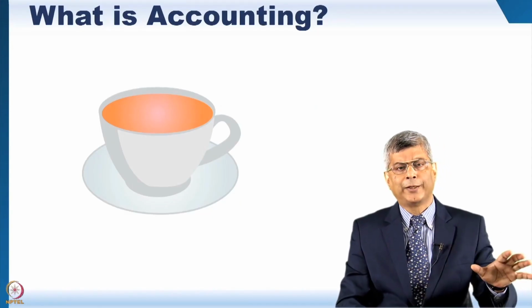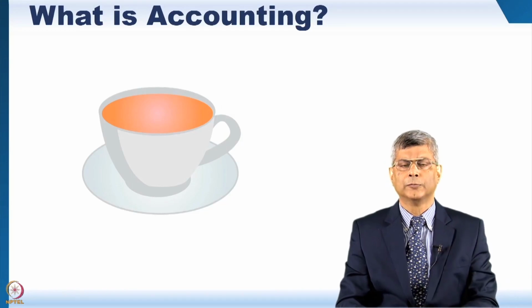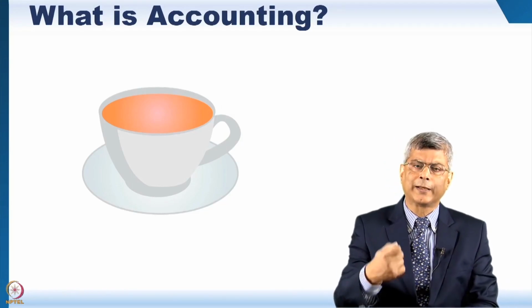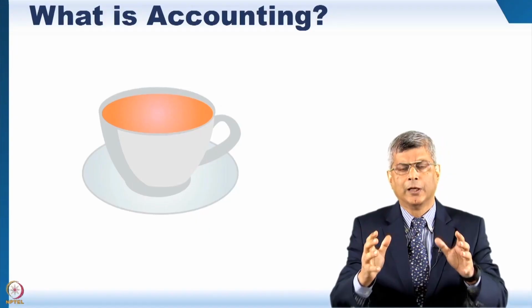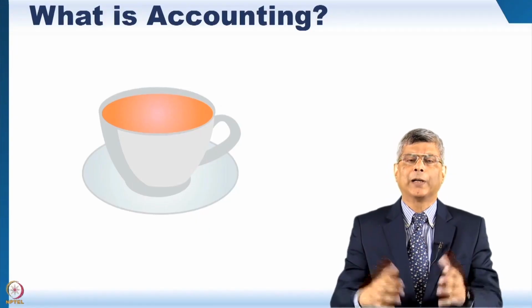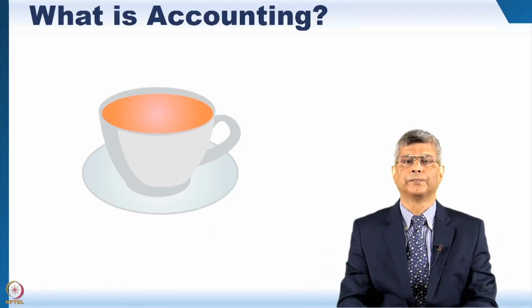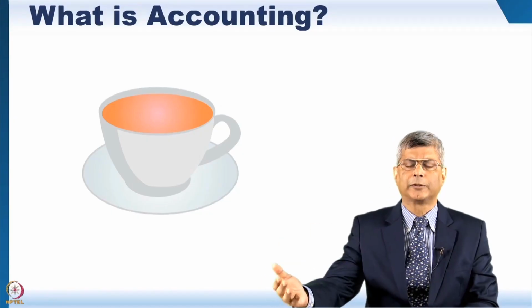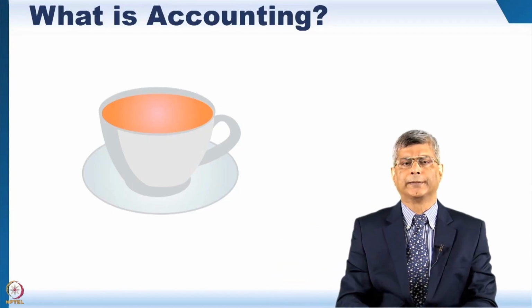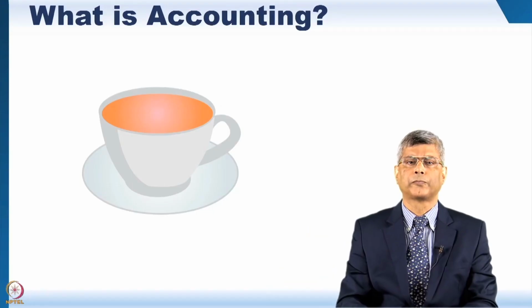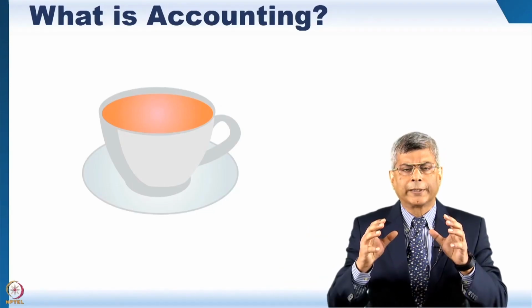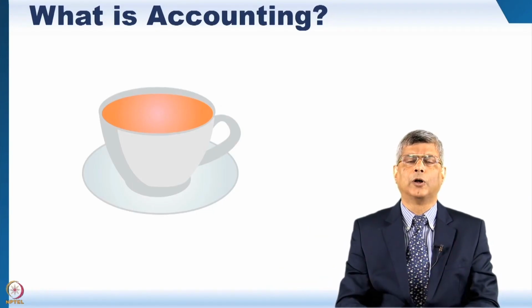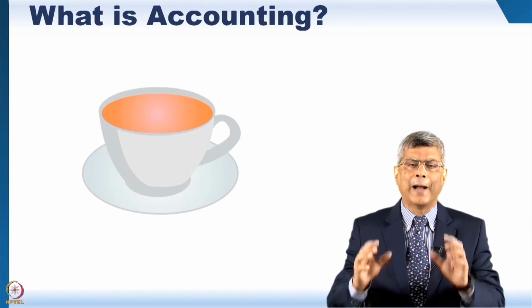So I've spent 80 rupees, that's my cost. I have sold the cup of tea at 100 rupees. I've made a profit of 20 rupees. But I've run out of cash because my customer is paying me after 2 days. So I'm what is called broke. Or if a company goes broke, it's called a bankrupt company.